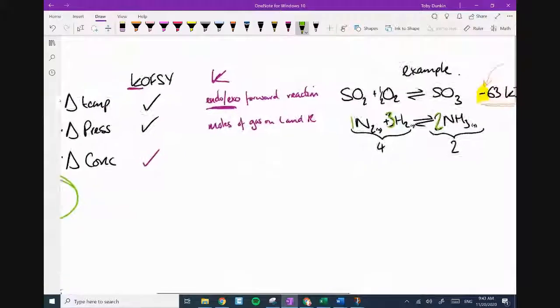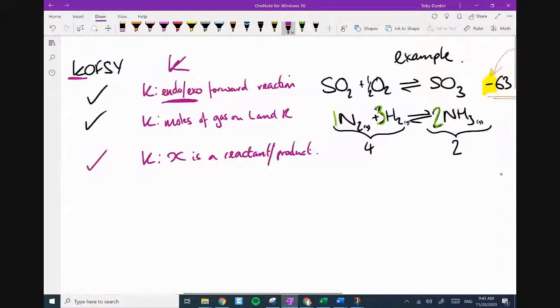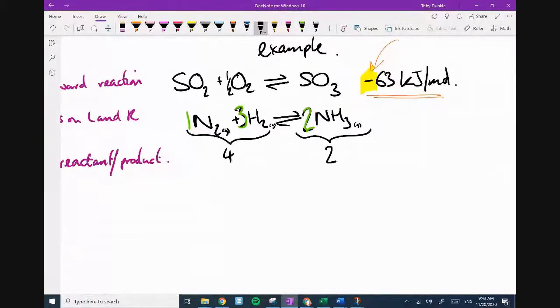Next one, concentration. The knowledge bullet point is going to be reactant. X is a reactant / product, depending on what you're choosing. So the example would be ethene.